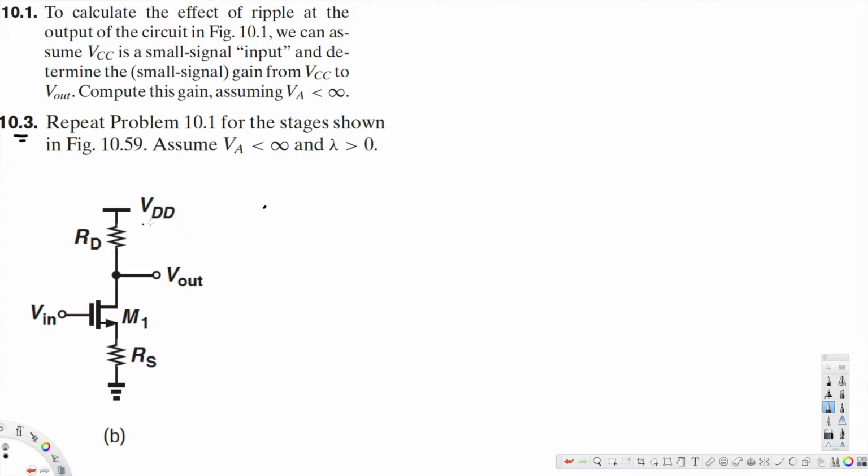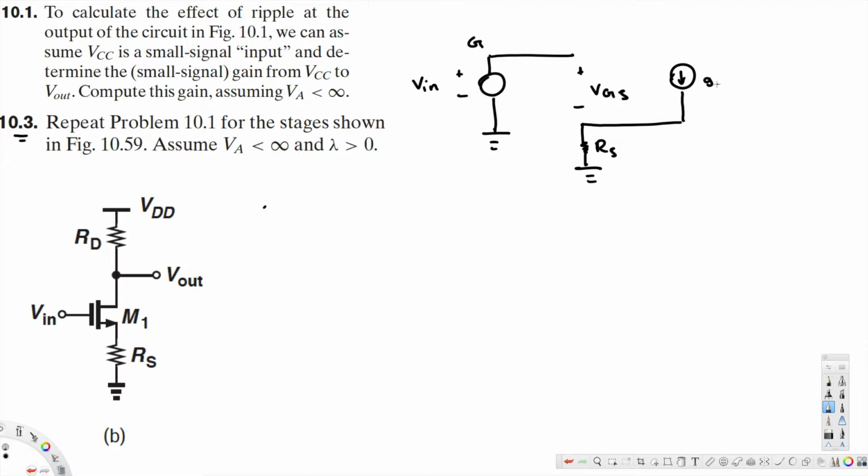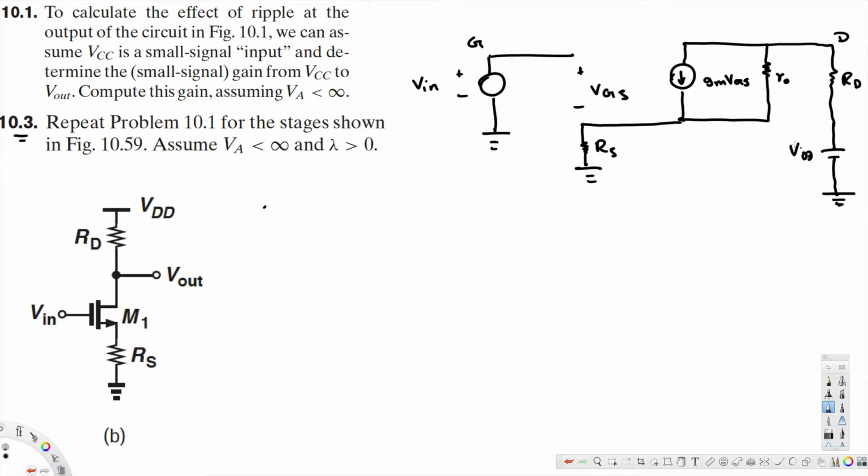Now let's go ahead and draw the equivalent model of this circuit. The equivalent model will look like this. Plus minus Vin, and G, VGS here, RS, gm VGS, RO, D, then here we have RD, and this one is VDD. Okay, this is the equivalent model of this circuit.